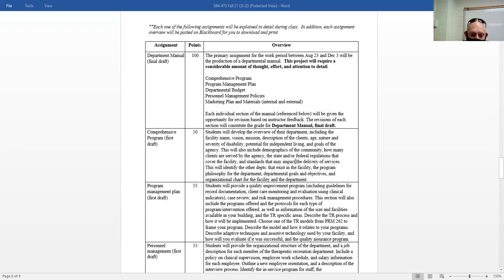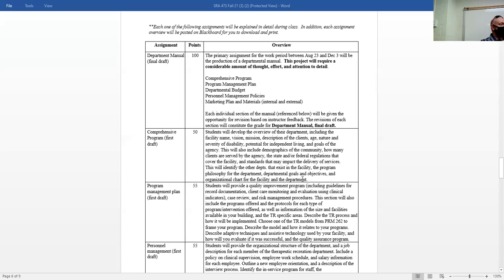So, and we'll get to eventually where you'll actually put what you're saying. You're going to build almost like a website or a flyer for your facility, because marketing comes in toward the end. And then I asked you for an organizational chart for the facility and department.